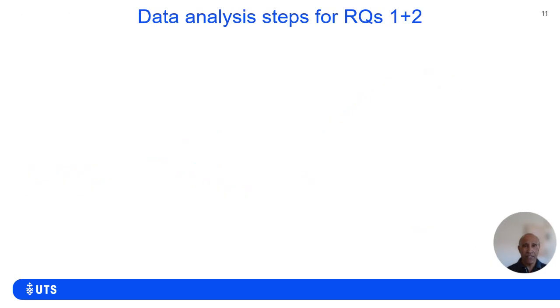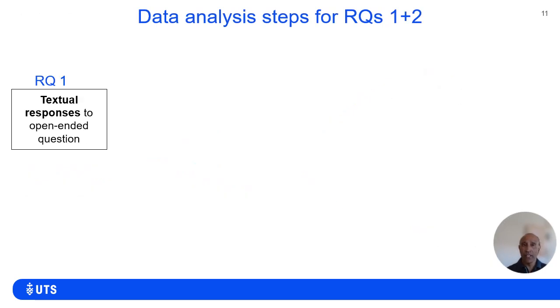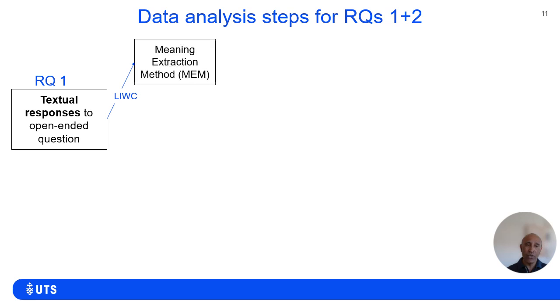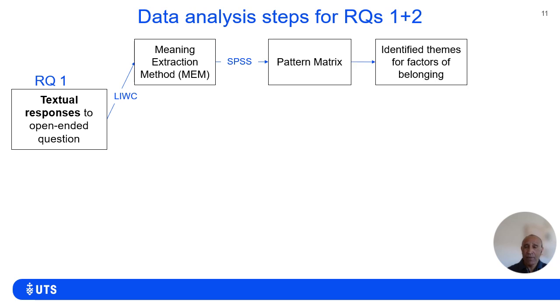The data analysis steps for research questions 1 and 2. The textual responses to the open-ended question were analyzed using Linguistic Inquiry and Word Count, or LIWC, which helped in the generation of a bag of words following the meaning extraction method, a form of topic modeling. This was analyzed using the Statistical Package for the Social Sciences, SPSS, which helped in the generation of the pattern matrix and some of the emergent themes based upon the group of words that were put together within each factor that indicate a sense of belonging.